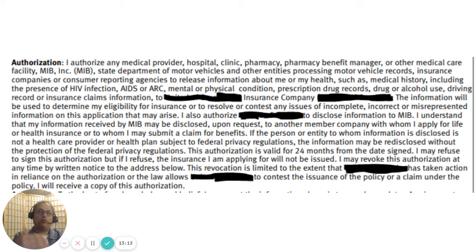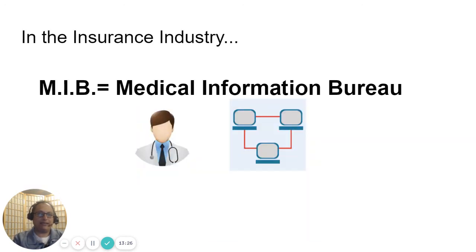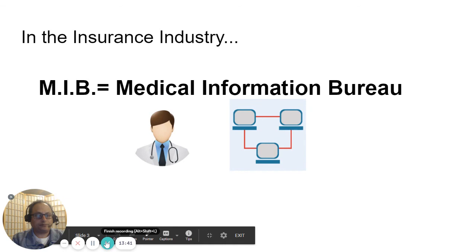So when you're ready to give us permission, then we can even do the underwriting search, and then we can get back to you with more information. But that's kind of what this MIB is. So it stands for, again, the Medical Information Bureau. Specifically in the insurance industry, it is part of every insurance application. And if you have any questions, feel free to reach out.